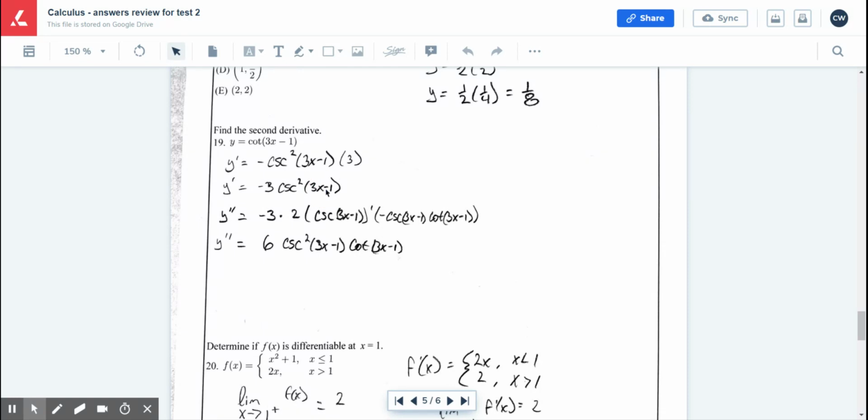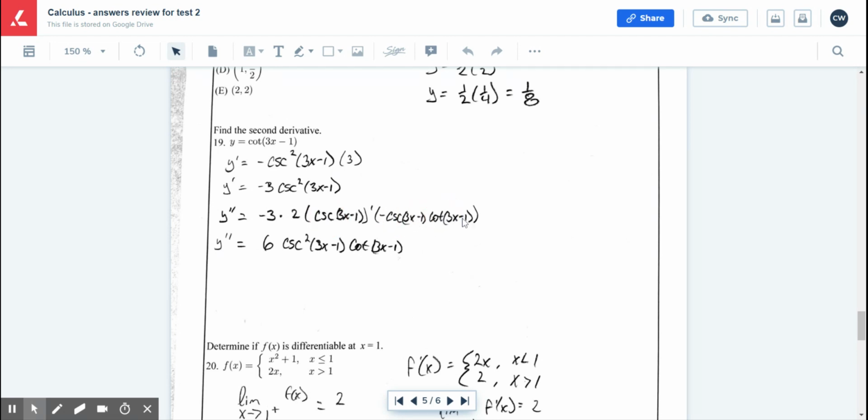Now, when you go to find the second derivative, you have to realize that this 2 right here is the same thing as having cosecant in parentheses and then squaring it. So that means I need to do chain rule with the 2. So negative 3 stays. I bring the 2 down. My new exponent is 1. The inside stays the same. Then I need the derivative of the inside. So the derivative of cosecant is negative cosecant cotangent.